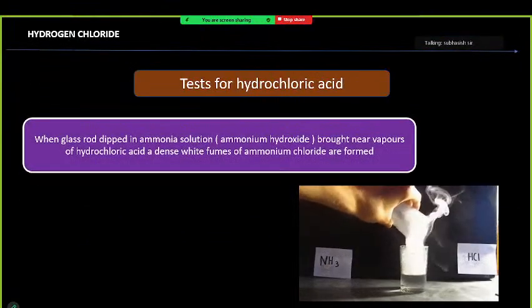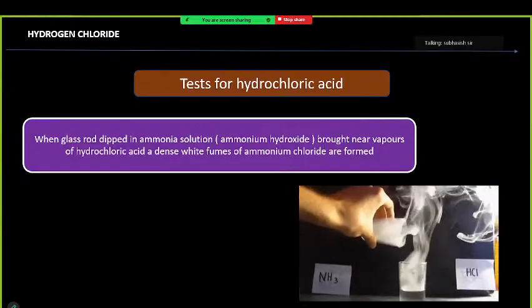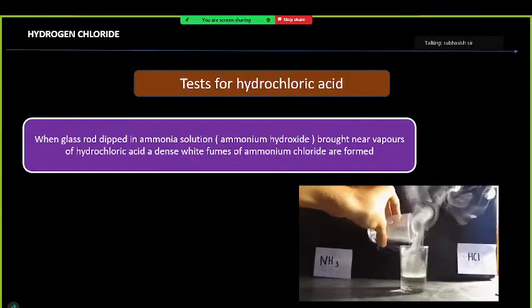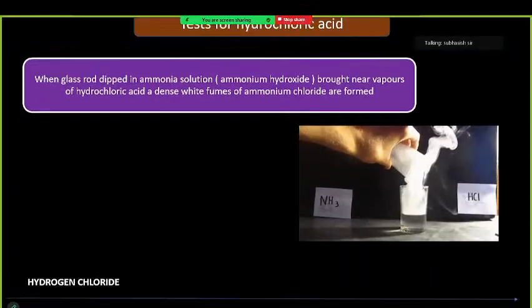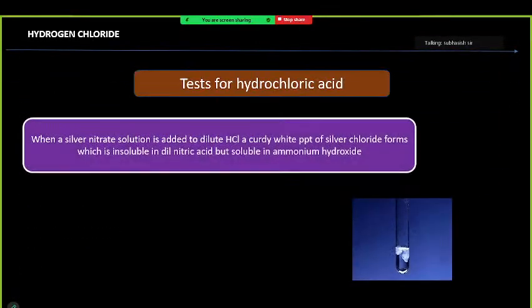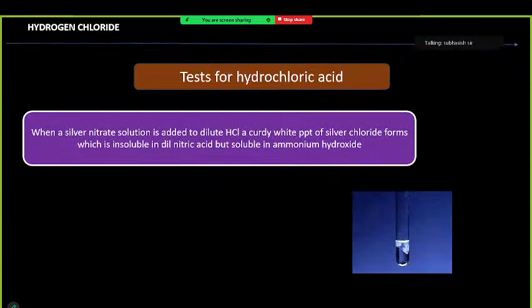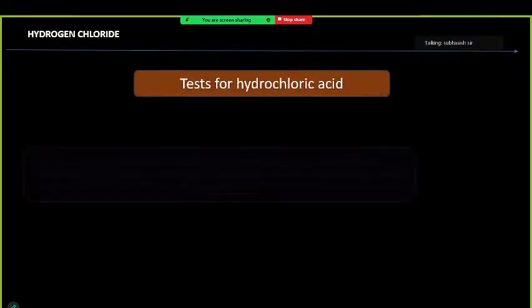This is the identification test. Already we have mentioned that HCl and ammonia react with each other, forming dense white fumes of ammonium chloride. And when dilute hydrochloric acid is tested by adding some silver nitrate solution, a curdy white precipitate of silver chloride is formed, which is soluble in ammonium hydroxide but insoluble in dilute nitric acid. So these are two important tests for the identification of hydrochloric acid.